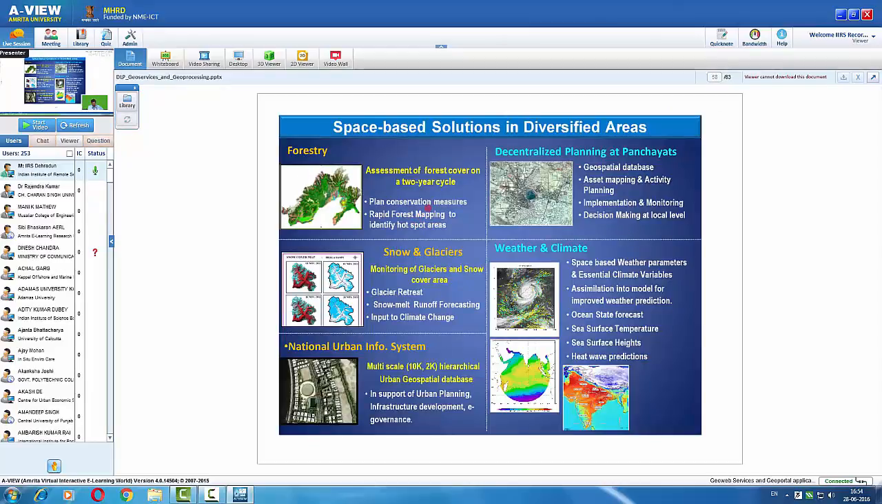This is another set of applications. We have got applications in forestry. We have got snow and glacier applications. We have got the national urban information system, wherein we are able to provide urban planning and infrastructure development for the benefit of developing a system for different applications, particularly for town planning purposes. Then we have got decentralized planning for panchayats, as well as weather and climate modeling, which is another important application from space technology.